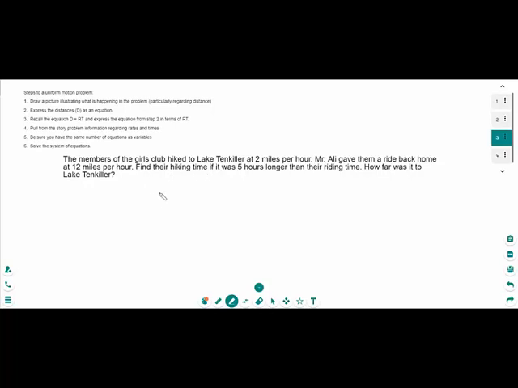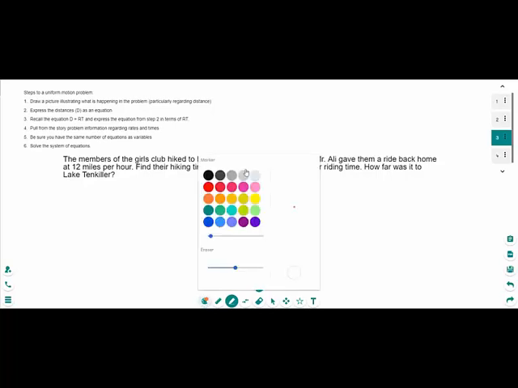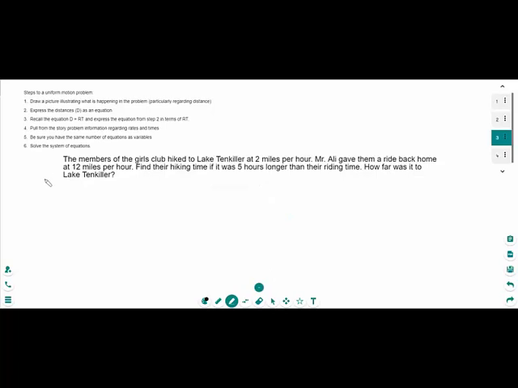So here they're actually asking for two things. They want to know the hiking time, but then they also want to know how far was it. They want to know the distance. All right, so we have a little more work maybe to do on this one. So once again, though, let's break it down. We want to draw a picture. So here's our starting point. And the members of the girls' club hiked to Lake Tenkiller at 2 miles per hour. So wherever they started, they hiked. Let's say they started at school, and they hiked up to Lake Tenkiller. Here's Lake Tenkiller.